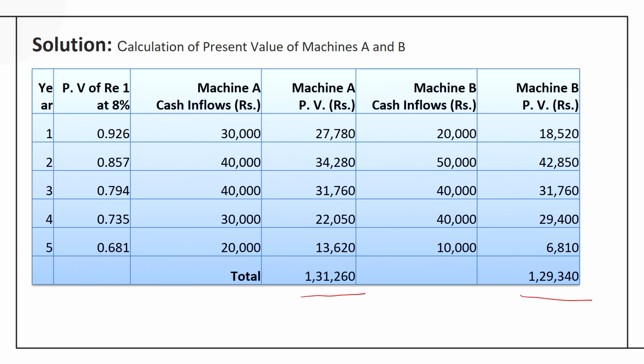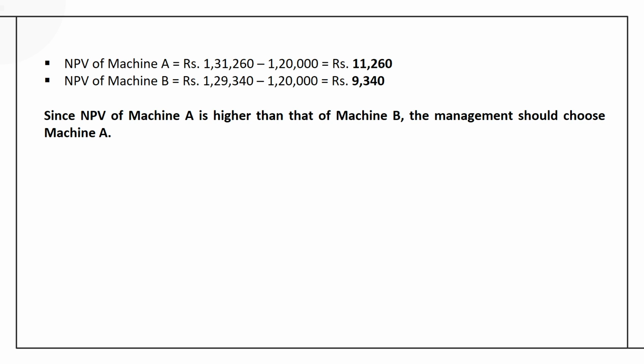Now the last step is left, where we have to calculate the NPV from machine A and machine B. If we deduct 1,20,000, that is the initial investment, from 1,31,260, we see that NPV is 11,260, which is a positive figure. So, machine A seems to be a profitable venture and machine B is also giving us a positive NPV, that is 9,340. So, if the management has a choice to select both the projects, it would select both the projects given that the funds are available with the company.